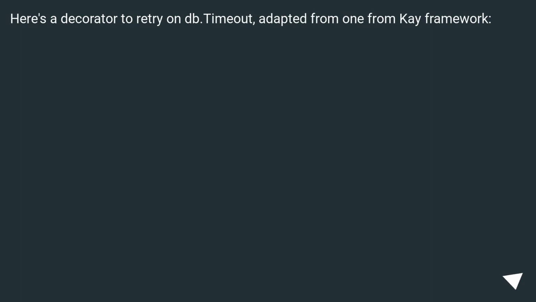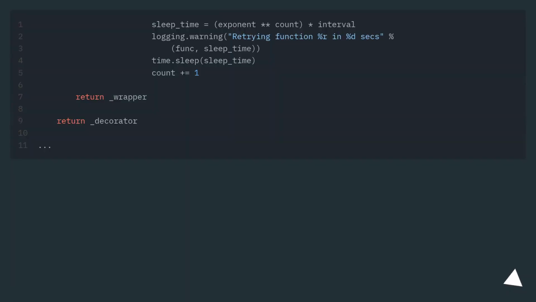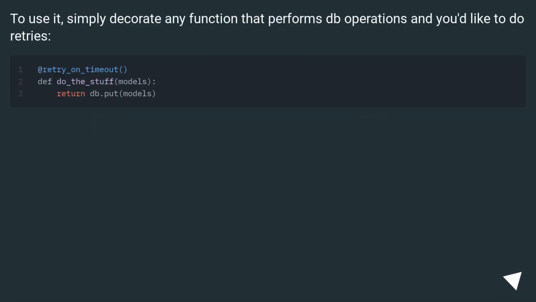Here's a decorator to retry on db.Timeout, adapted from one from the Kay framework. To use it, simply decorate any function that performs DB operations and you'd like to do retries.